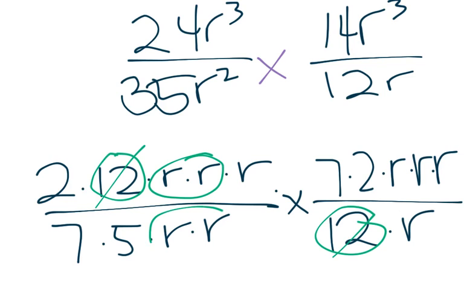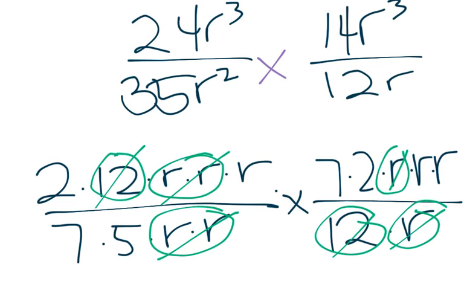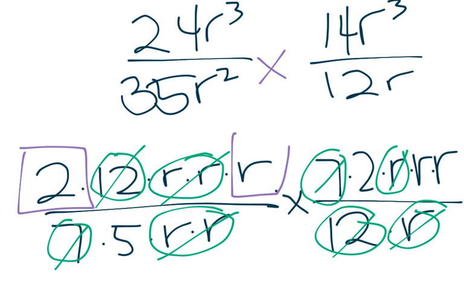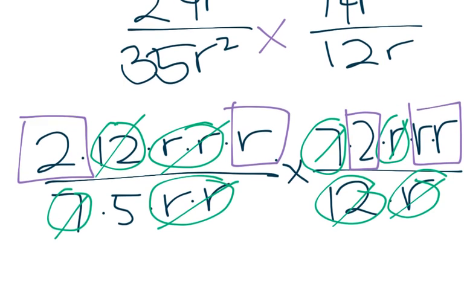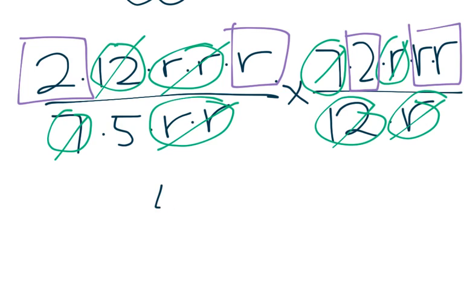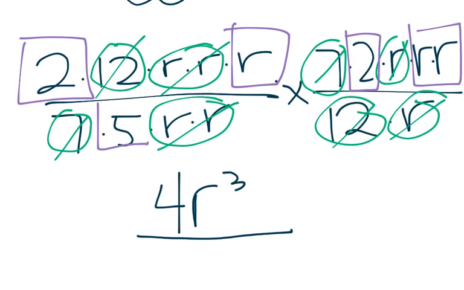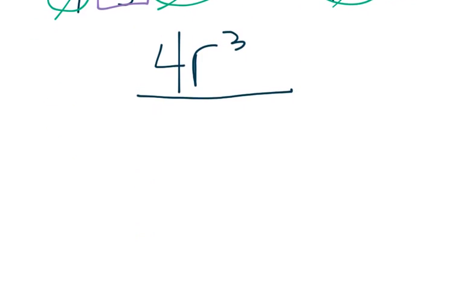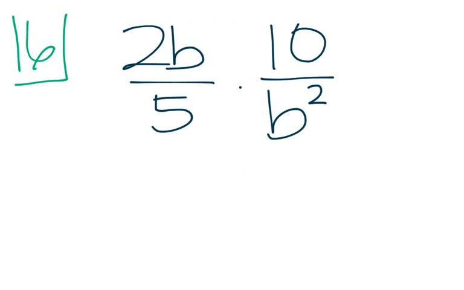These two r's cancel out these two r's. This r cancels out this r, and this 7 cancels out this 7. So on the top we have this 2, this r, and this 2, and these two r's. So 2 times 2 is 4, and r times r times r is r to the third. Over, we have this 5, and that's the only thing we have on the bottom. So we have 4r to the third over 5, and this is our final answer.